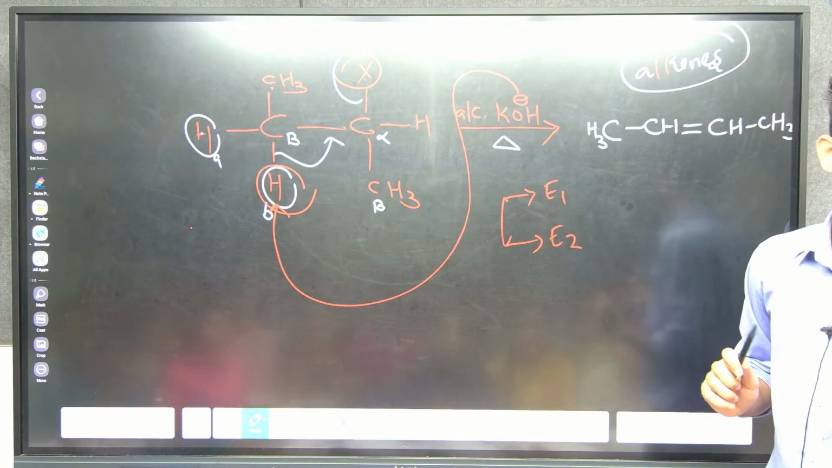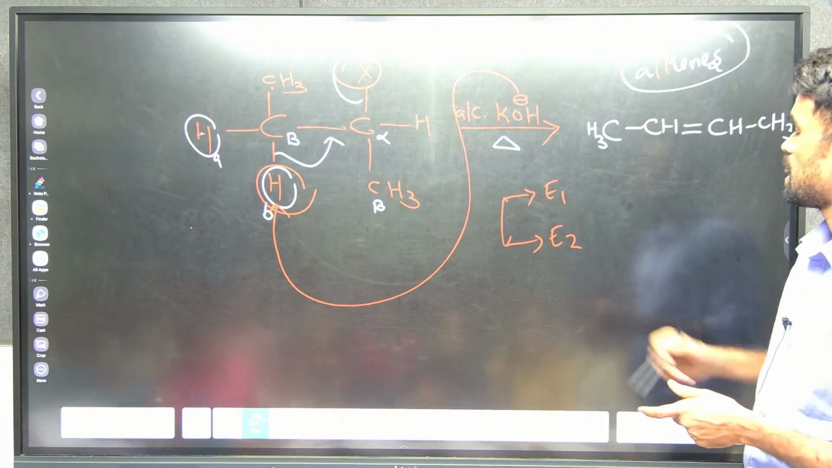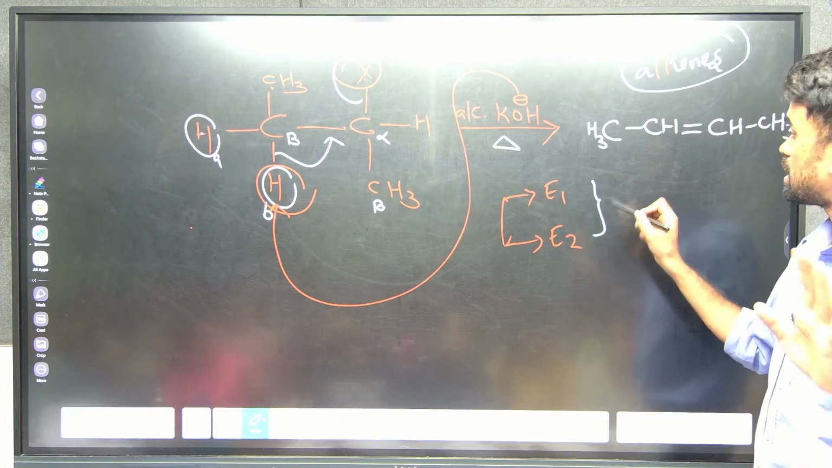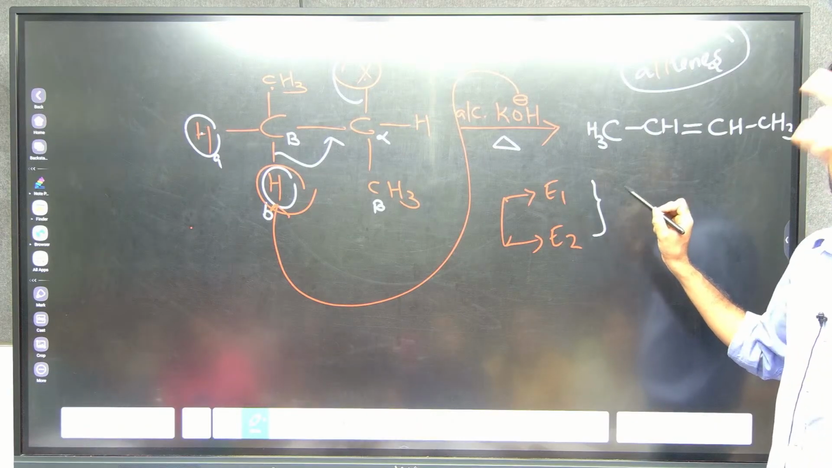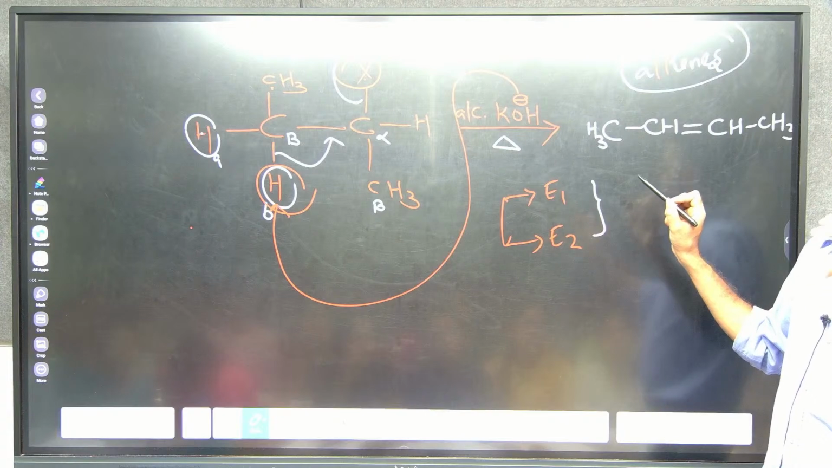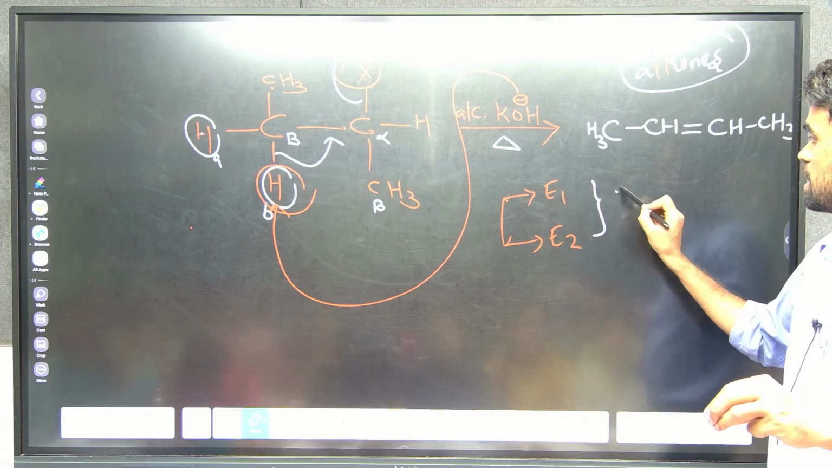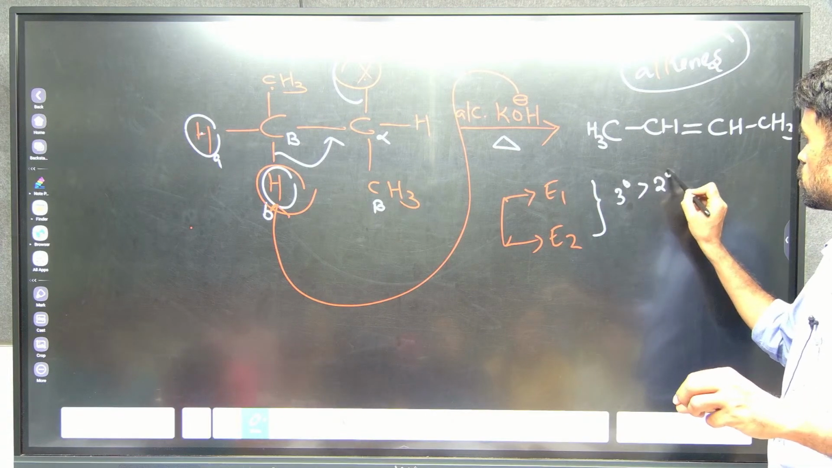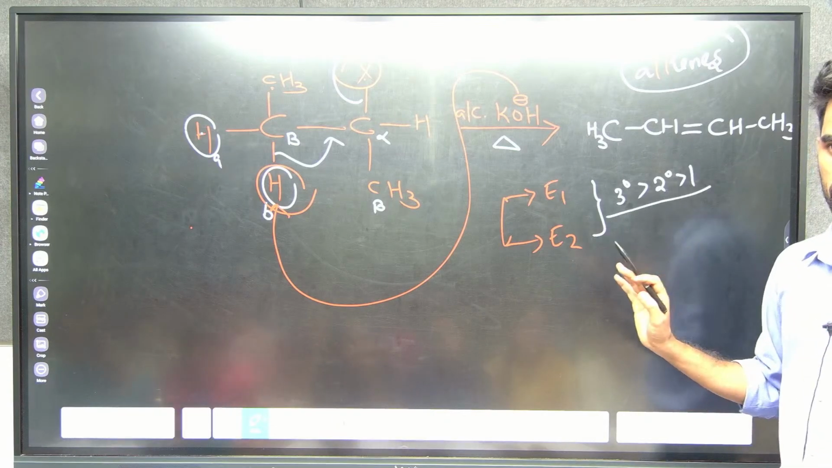What is that? E1 mechanism, E2 mechanism. In both of these reactions, that order of reactivity is there. Now in substitution, what have you written? 3 degree, 2 degree, 1 degree. Here, for both of these reactions it is 3, 2, 1 only, for both of them. Okay.